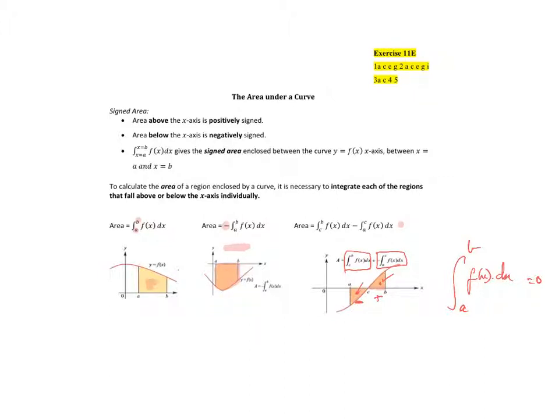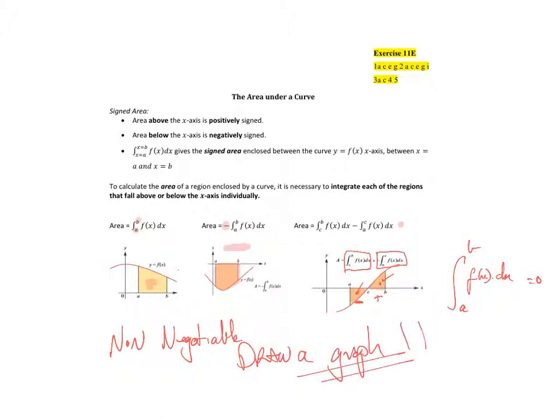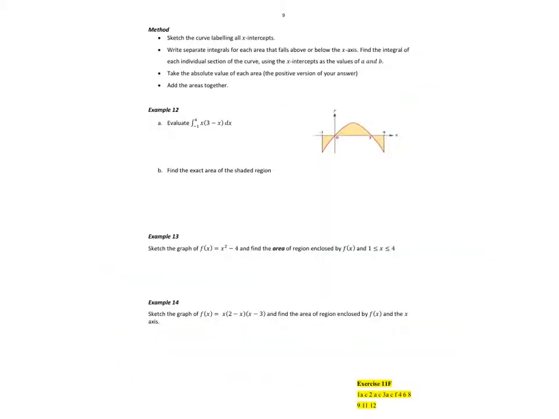So whenever you have to get an area, absolute, non-negotiable, draw a graph. You have to have a graph. All right, so as it says, here's the method: sketch the curve, labeling all intercepts, work out what they are, and then split your section up.